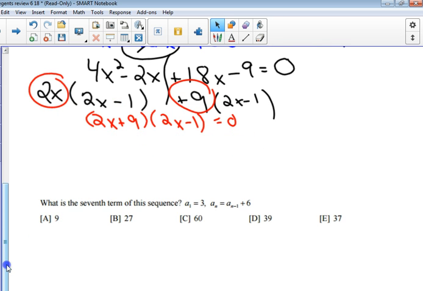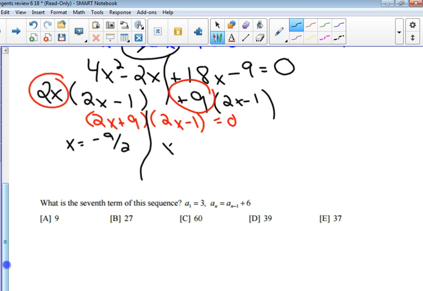All right, the last step, set everything to 0 here. So we should have x equals negative 9 halves, and then x equals 1 half. Perfect. Alright, now, are you done? No. Okay. Watch out for these, because you feel like you're finished, but you're not. You have to take the y out.